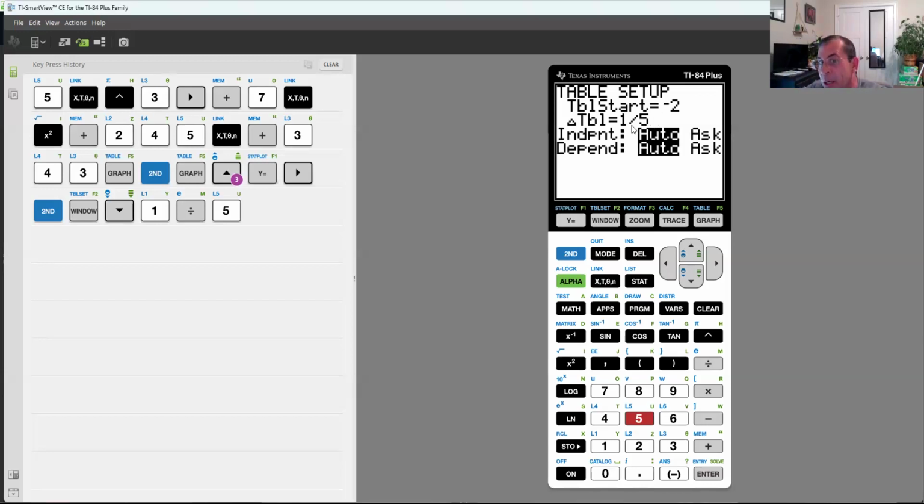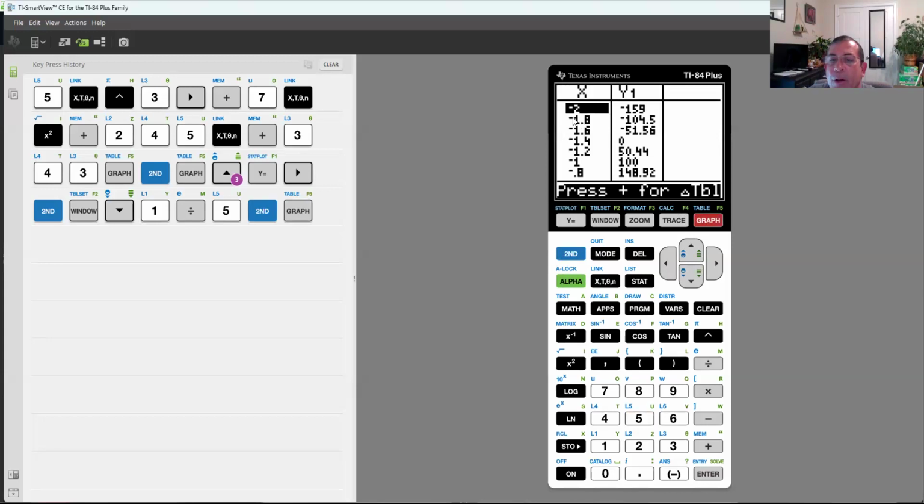Now watch what that does for me when I go back to my table by hitting second graph. Look here, I started at -2, but y'all look right here. You got a 0 now at -1.4. So I know where my 0 is at -1.4. Now let me show you this.